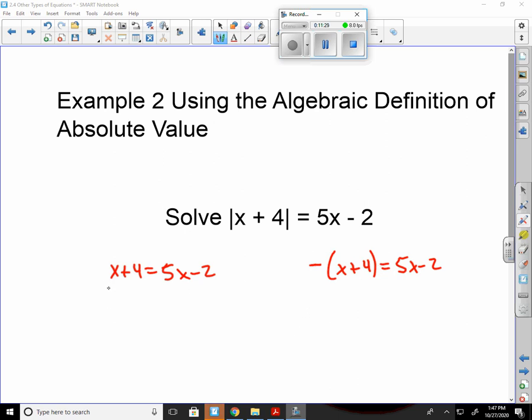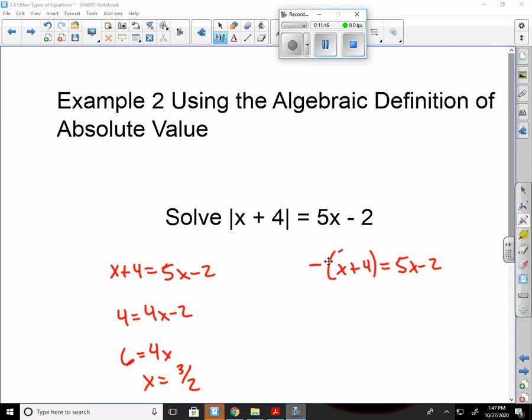Now I just solve. I'm going to subtract the x over. It gives me 4 equals 4x minus 2. Add the 2 over. It gives me 6 equals 4x. X equals 3 over 2, or 6 over 4 reduced.